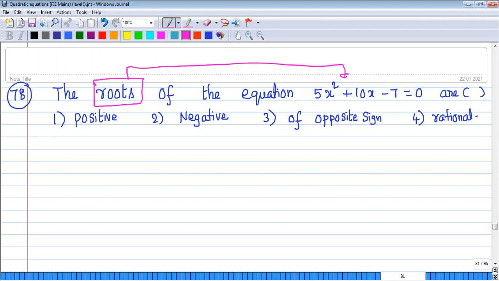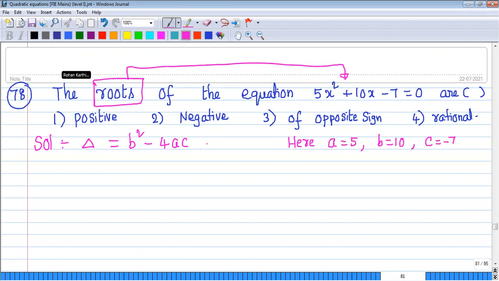Roots of this equation. First, we need to check whether rational or irrational. After that, we need to check both the roots are positive, both the roots are negative, or one root is positive and one root is negative. That we need to check. So first of all, let us find out delta. That is b square minus 4ac, right? Here a equals to 5, b equals to 10, c equals to minus 7, right?